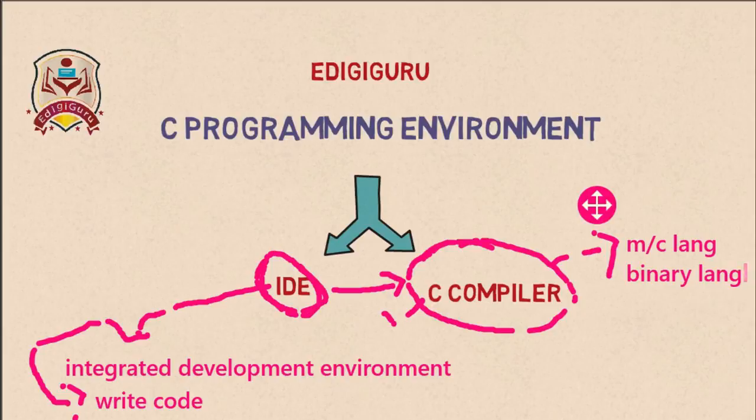So for any C program, we will need two things: the IDE, where we write our code, and the compiler, which converts the program written in English language to machine language, the binary language which the computer can understand, and execute this set of instructions and produce the respective output.